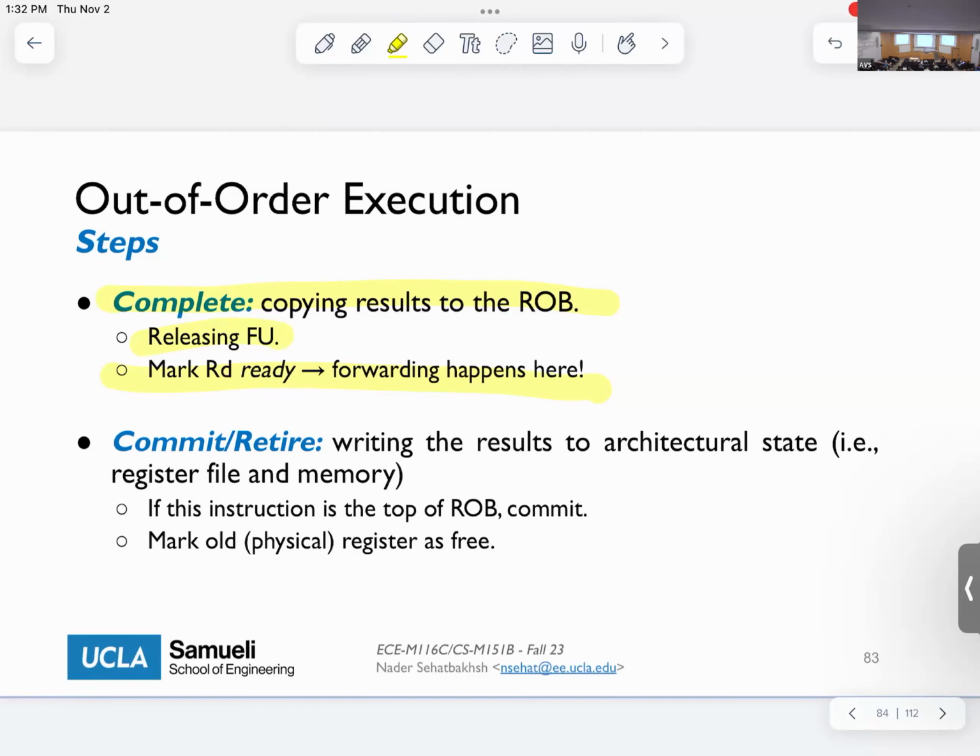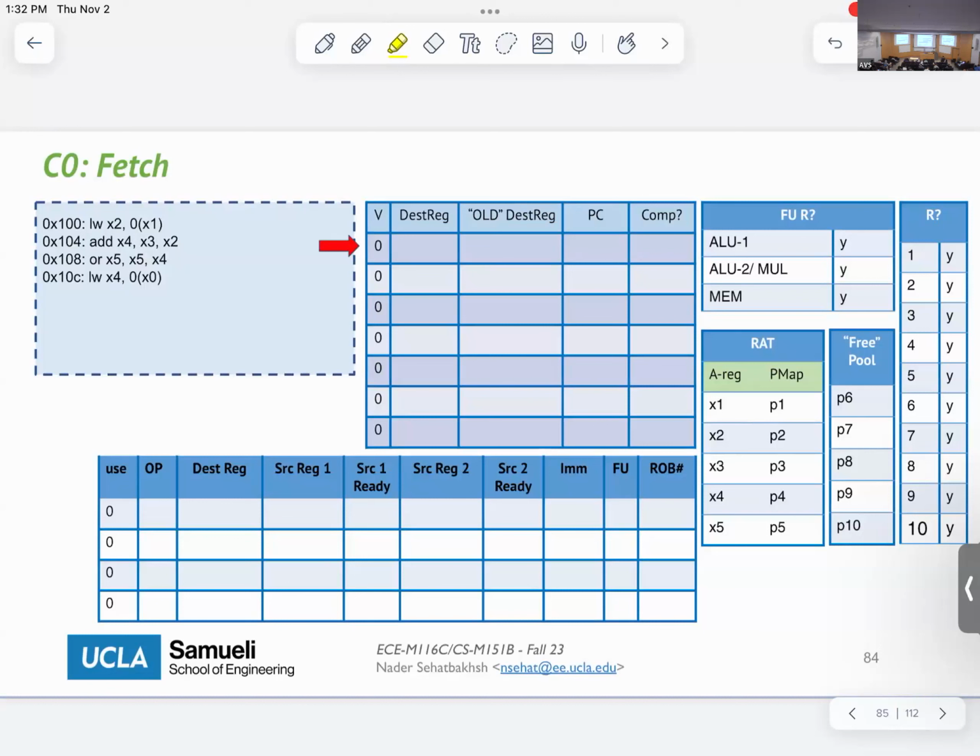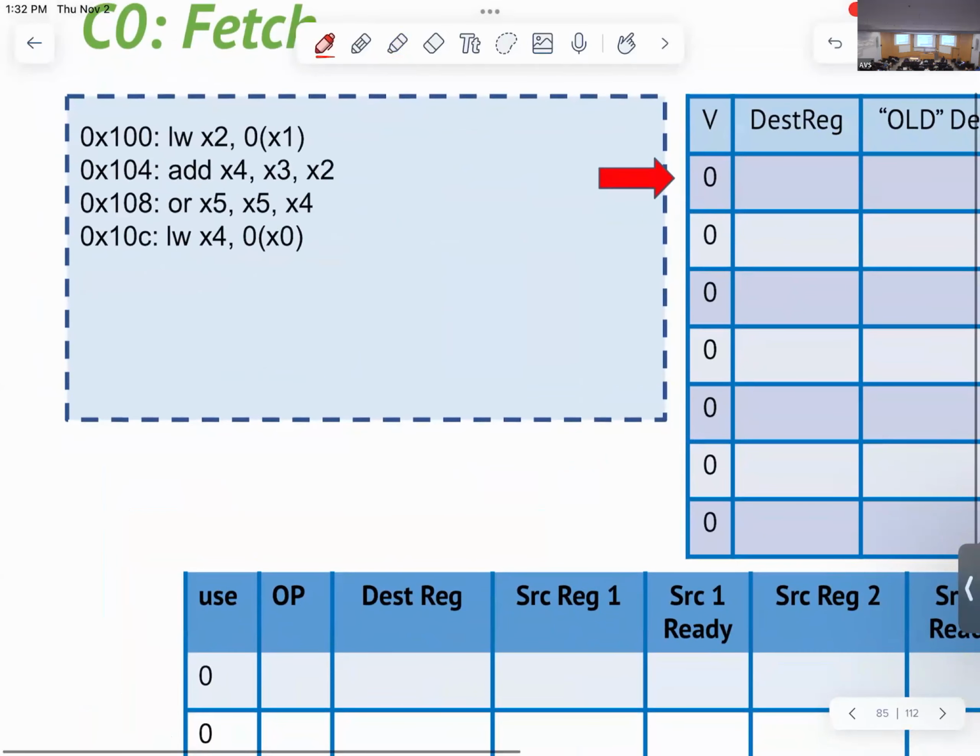Okay. So let me give you an example with all these tables together. We're going to go through this one by one. Hopefully, after this, you will understand how this works. You're going to repeat this for your homework and probably for your quiz as well. So you will get the whole idea. What I'm showing you here is a sequence of 4 example instructions.